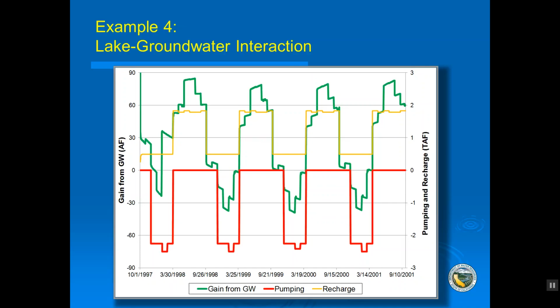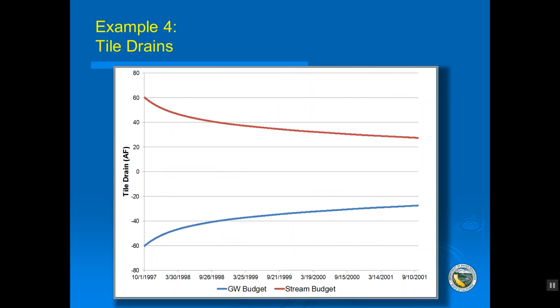Lake groundwater interaction is pretty much the same here. Again, these castle walls are recharge. These guys are pumping here. And anytime you pump, what is happening here? Gain from groundwater. Okay, so the lakes are losing to the groundwater. Anytime you recharge, the lake is gaining from the groundwater. So with the pumping and recharge, you're affecting your lake storage and stream flows.